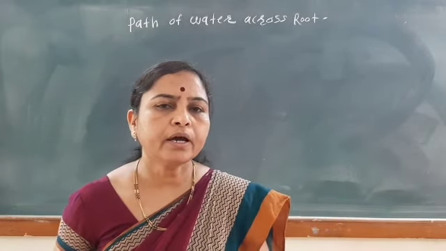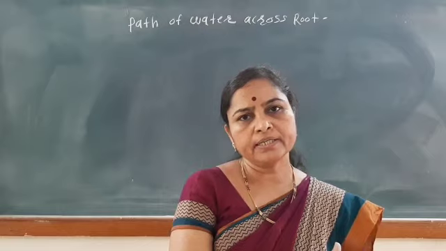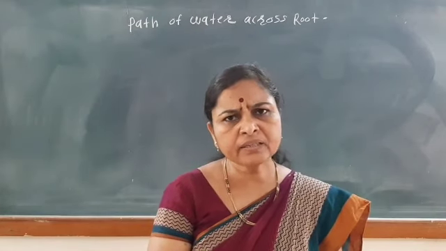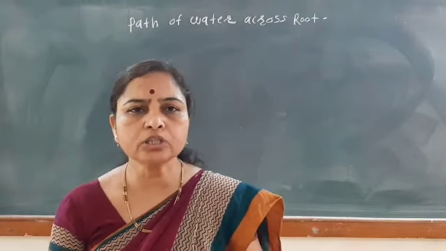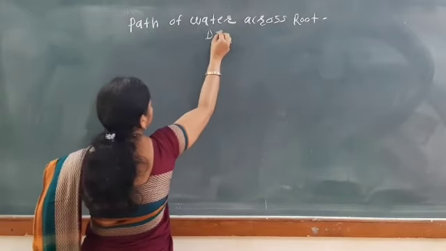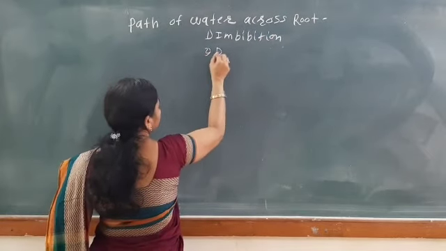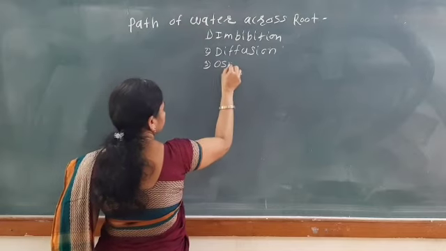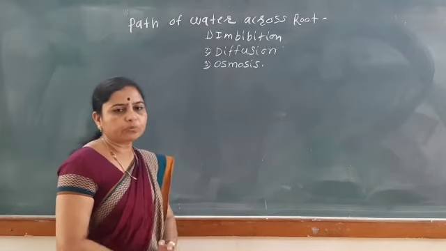So today we see how the water is absorbed from the root hair, then to the cortical cells, and up to the xylem tissue, the water conducting tissue. In the last lectures we have seen that water absorption takes place by some physiological processes. Which are these? First is imbibition, second is diffusion, and third is osmosis.